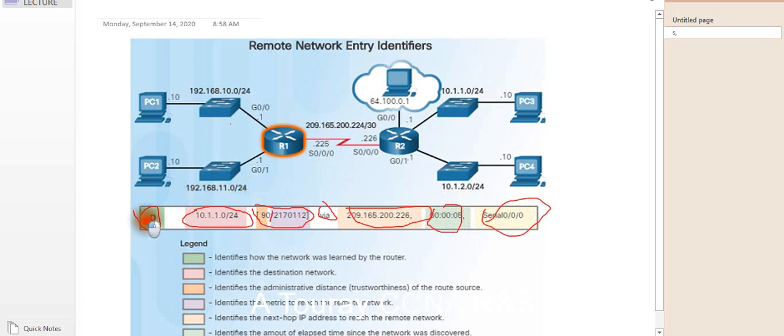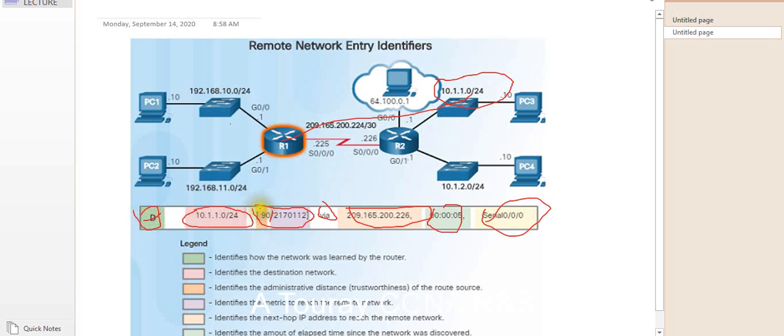This D here tells you how the network was learned, whether it was statically learned or dynamically learned. If it is dynamic, it will tell you the code of the dynamic routing protocol that was used to learn this particular network. It's telling router 1 that I learned about this network remotely. And how did I learn it? I used the dynamic routing protocol code D, that is EIGRP, in case you don't know.